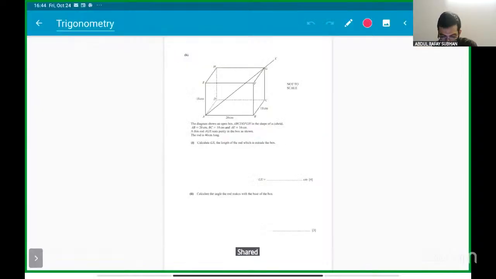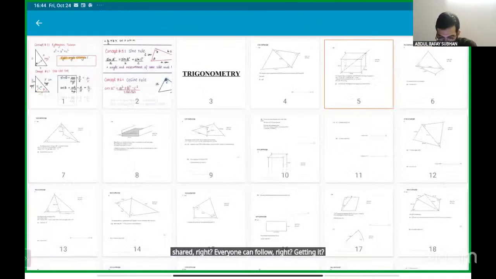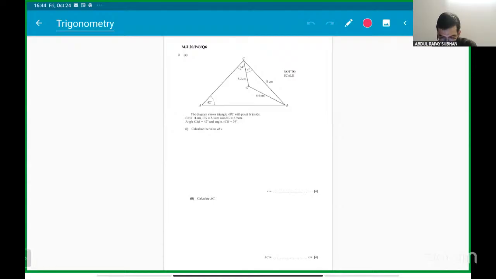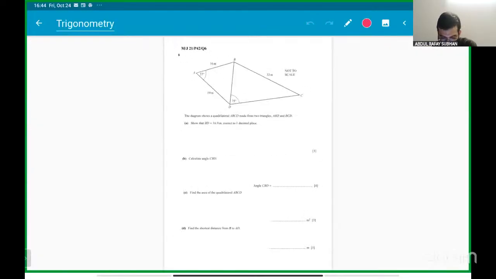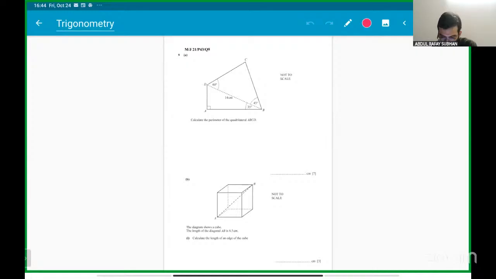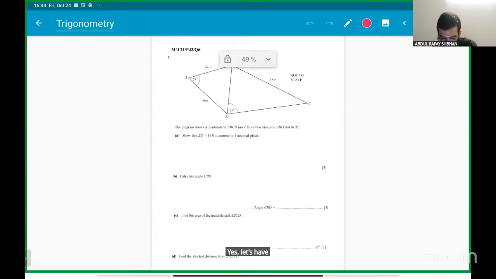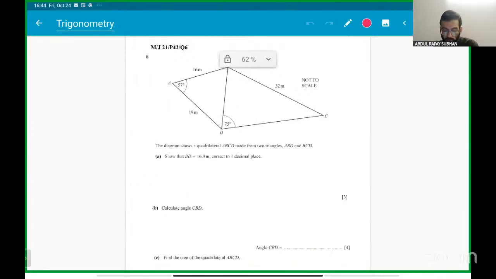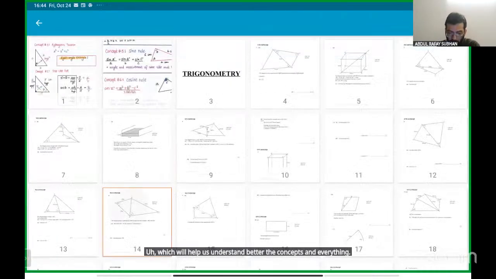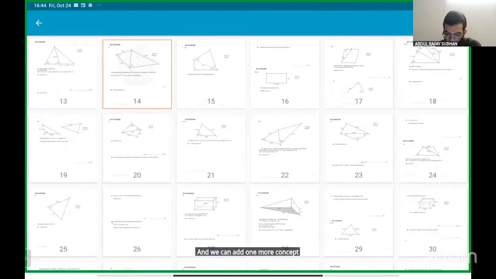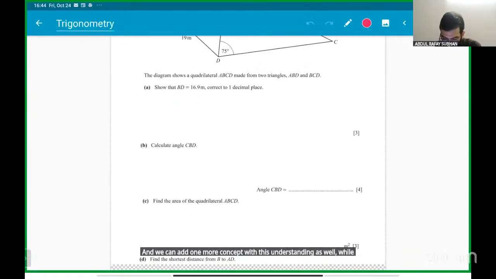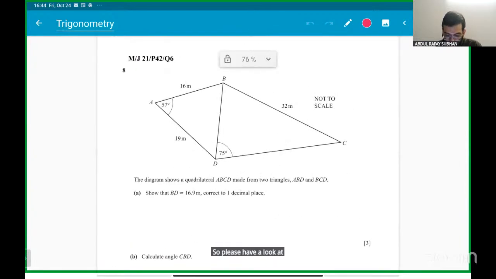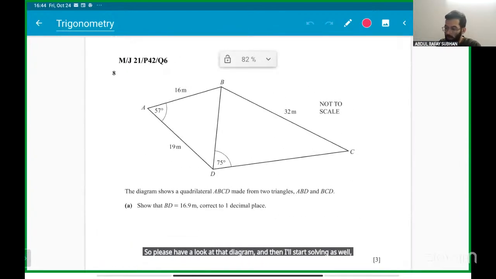Yes. So let's have a look at the past paper questions. Please let me know if the screen sharing is visible. Everyone can follow, right? Getting it? Yes. Let's have a look at this question, which will help you understand better. And we can add one more concept with this understanding while revising everything. So please have a look at the diagram and then I'll start solving as well. Okay, students.